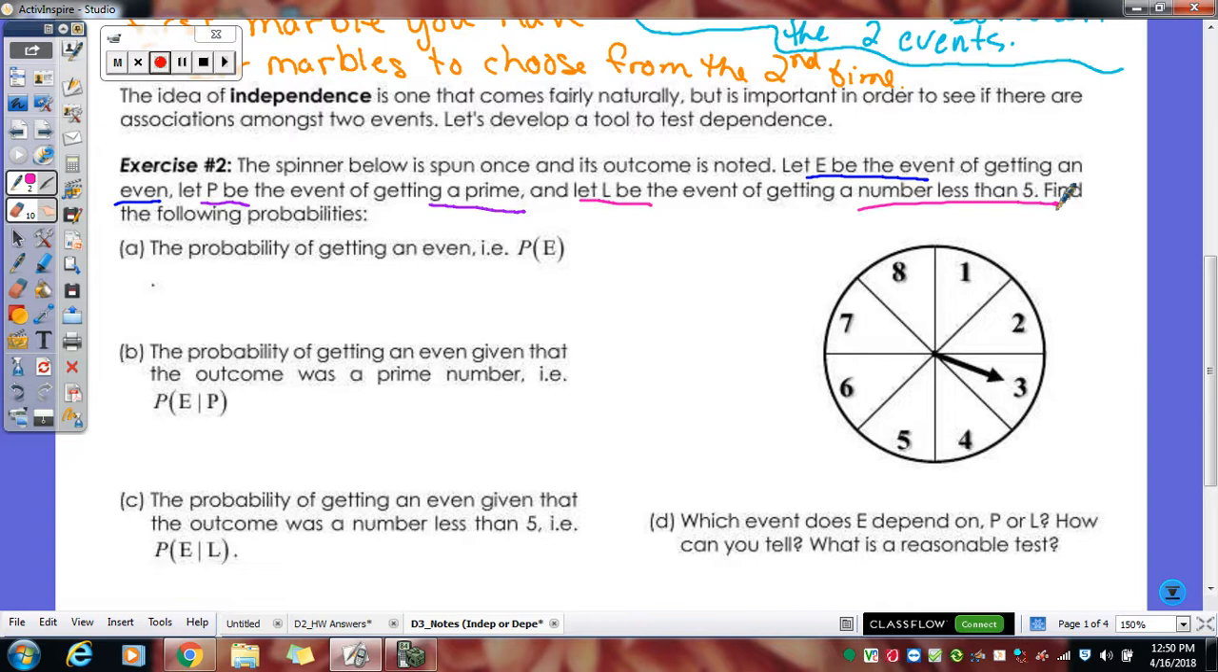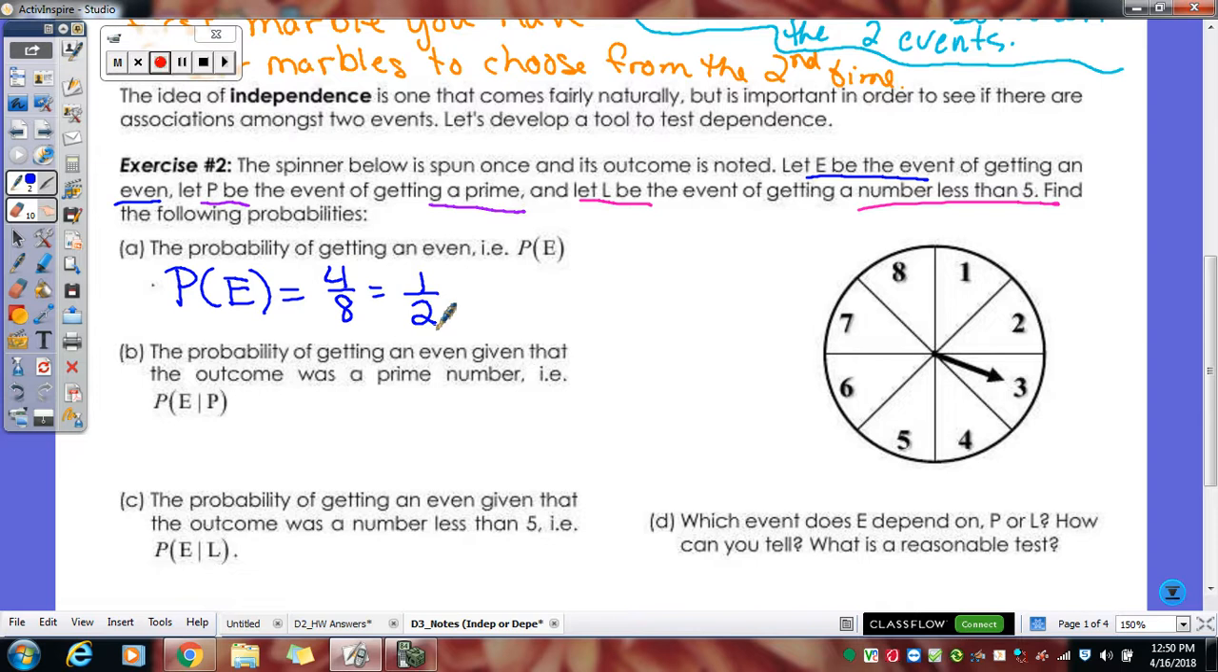Find the following probabilities. So probability of getting an even. This one's pretty easy. How many even numbers do we have on our spinner? 4 out of how many numbers total? So it'd be 4 out of 8. We reduce that to 1/2. So the probability of getting an even would be 1/2.